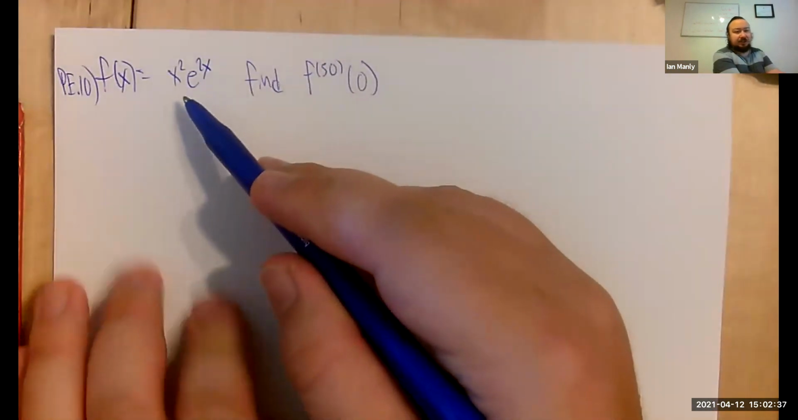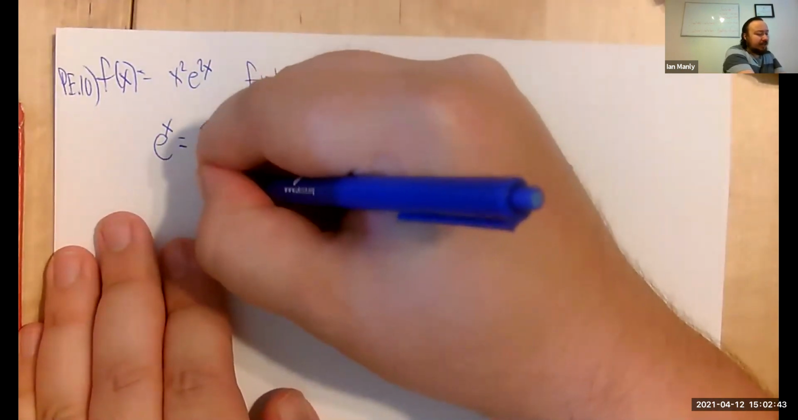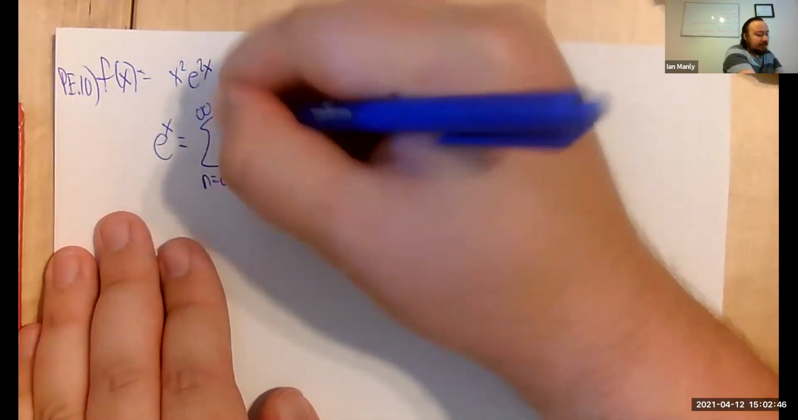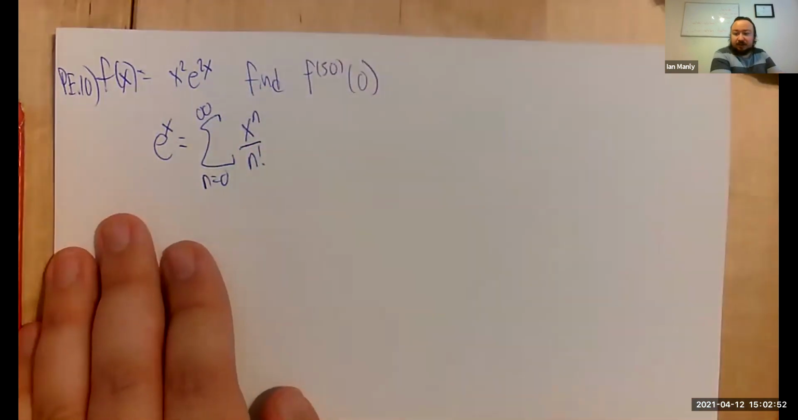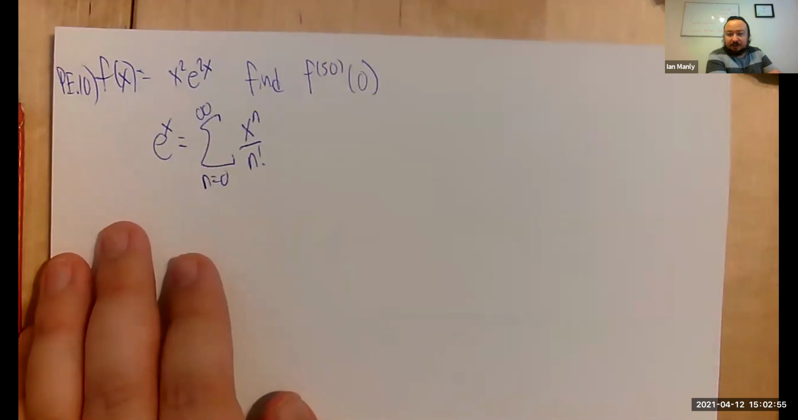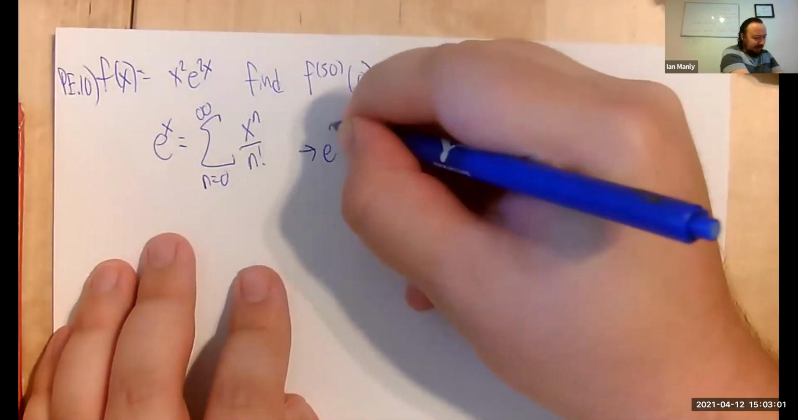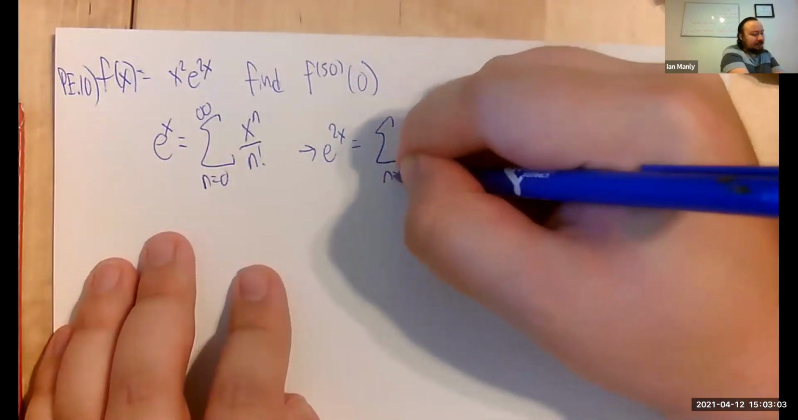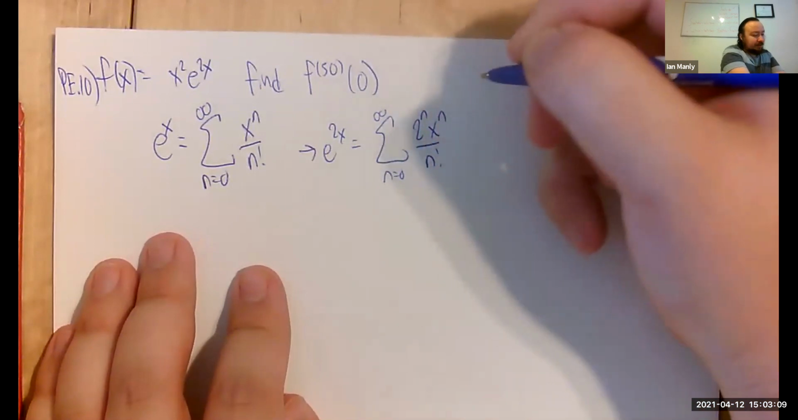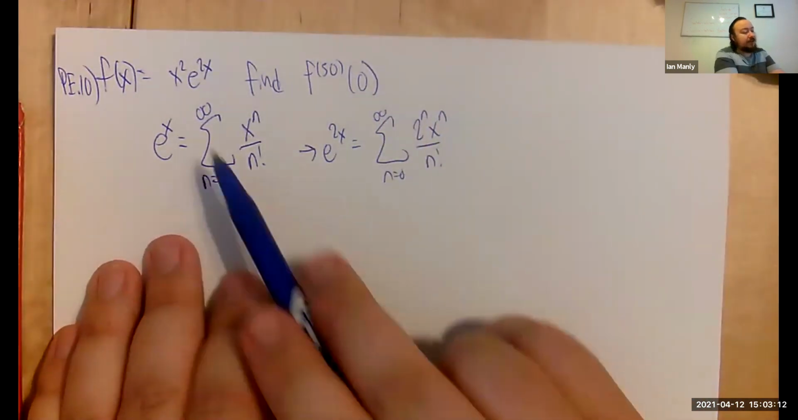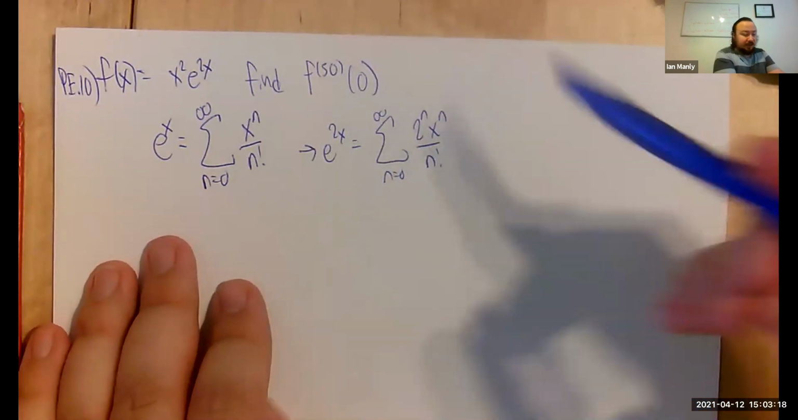So first, let's find the series for this. We'll start off with the closest Maclaurin series, which is e to the x, and you'll have this provided to you on your exam. This is the sum from 0 to infinity of x to the n over n factorial. And then we want e to the 2x, so that's the sum from n equals 0 to infinity of 2 to the n, x to the n over n factorial. Then I'm going to multiply both sides of this by x squared.